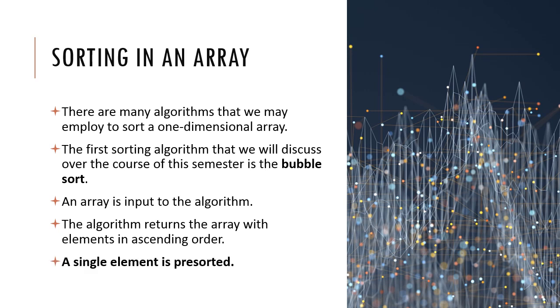A single element is pre-sorted. Please remember this. This line means that if you have a data structure in which there is only one element, then we can say that the data structure is sorted. Anything that has just one element does not need sorting. It is already sorted.